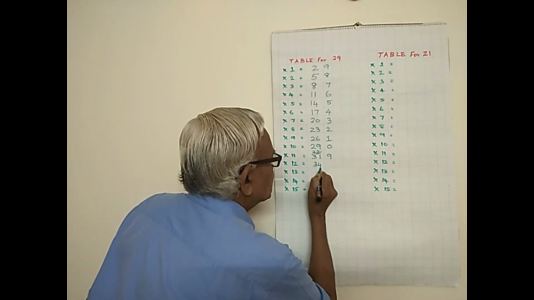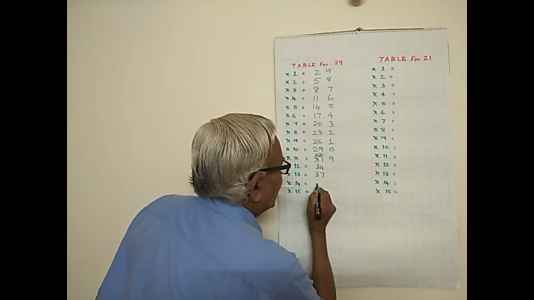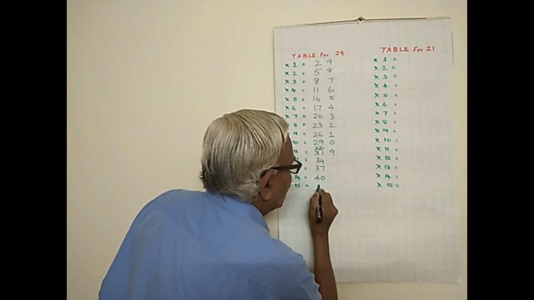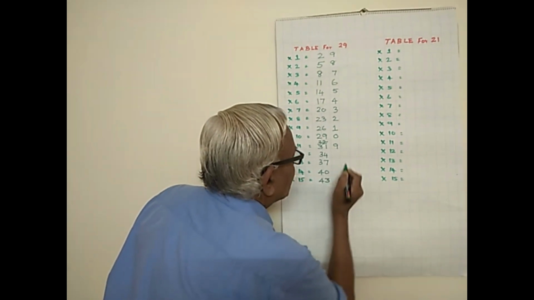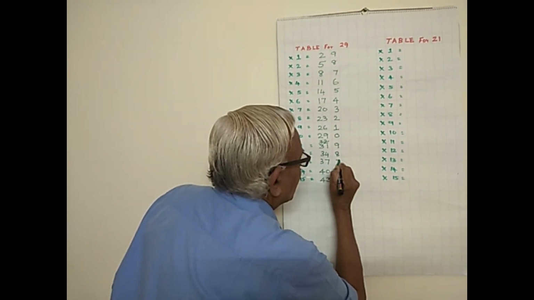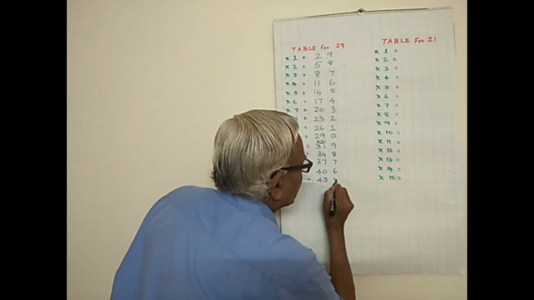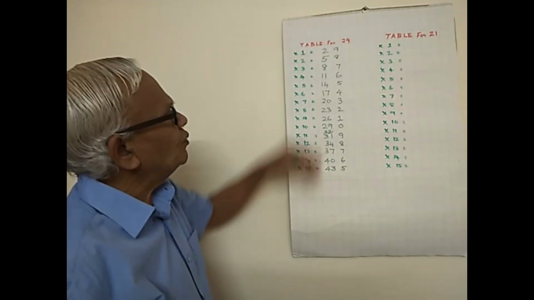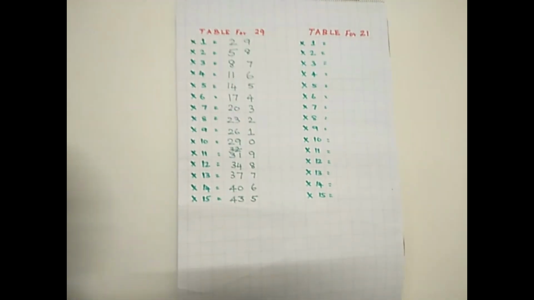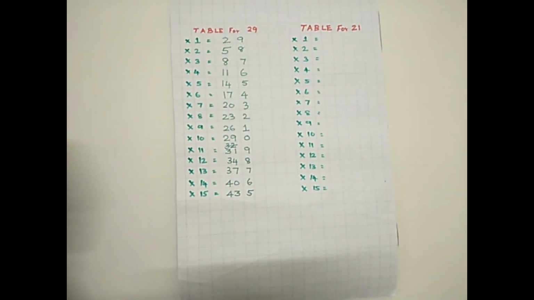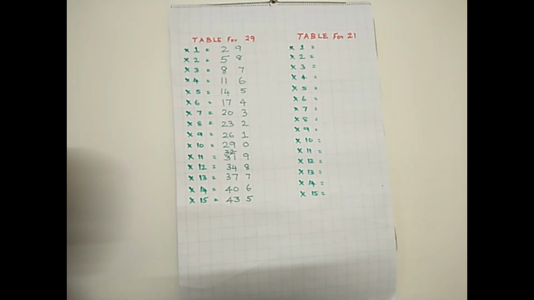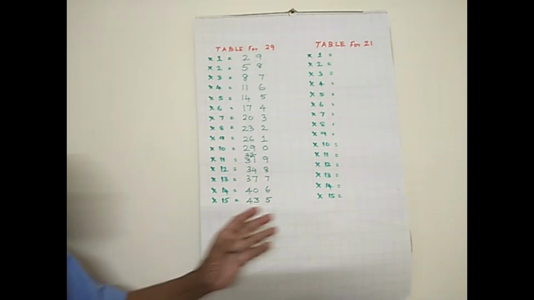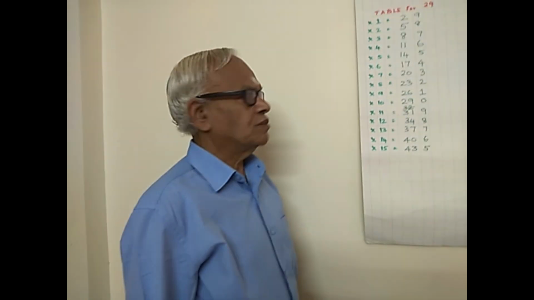34, 37, 40, 43, with the unit digit decreasing by 1. So this way I am able to write the table for 29. Now before discussing it further, let us concentrate on the next number, 21.